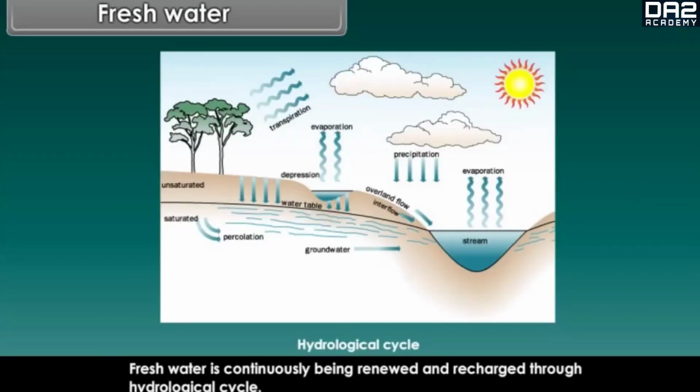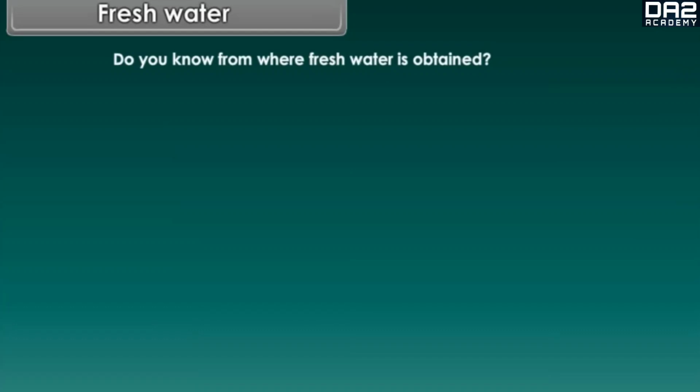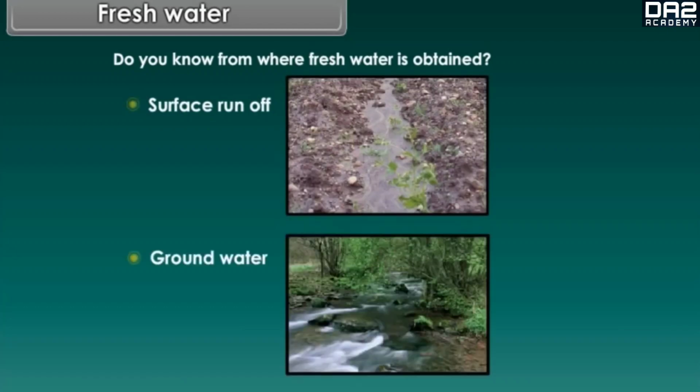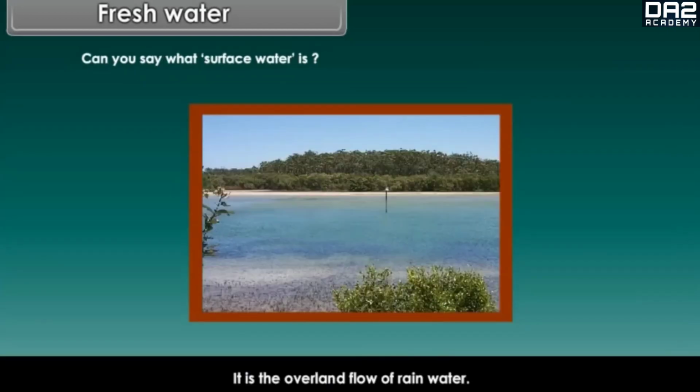Fresh water is continuously being renewed and recharged through the hydrological cycle. Do you know from where fresh water is obtained? Surface runoff. Groundwater. Can you say what surface water is? It is the overland flow of rainwater.